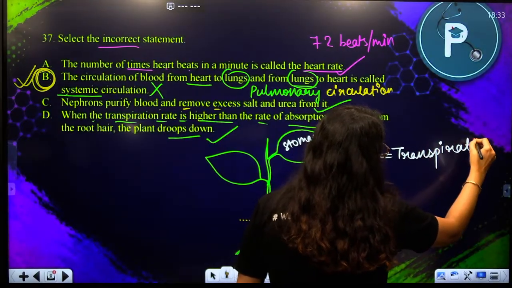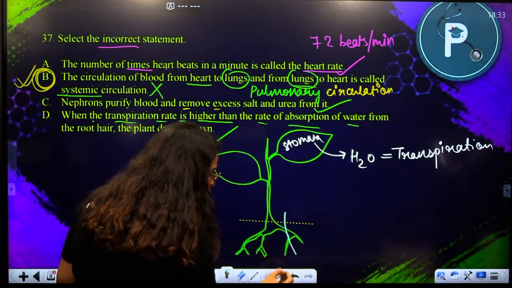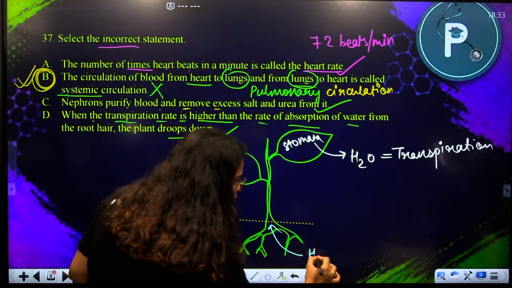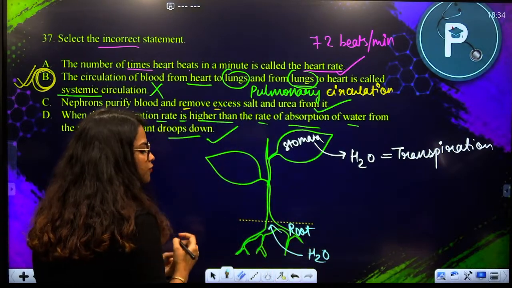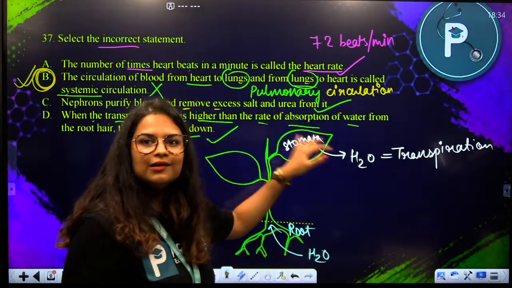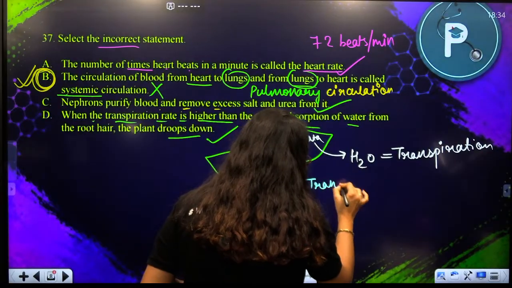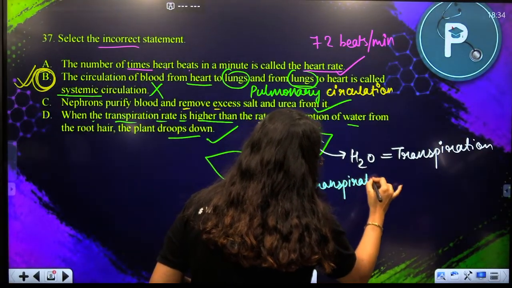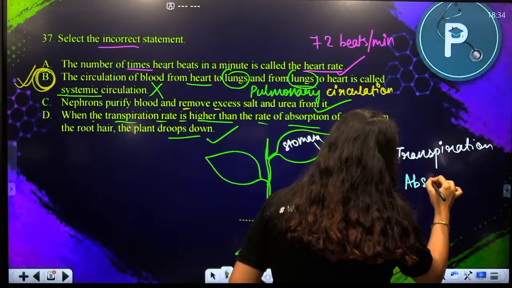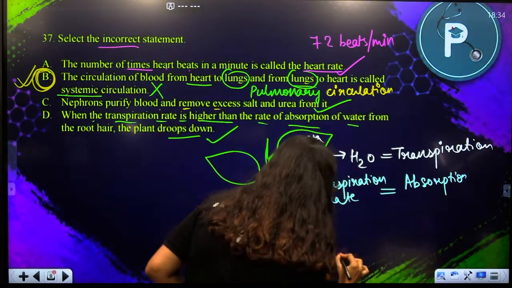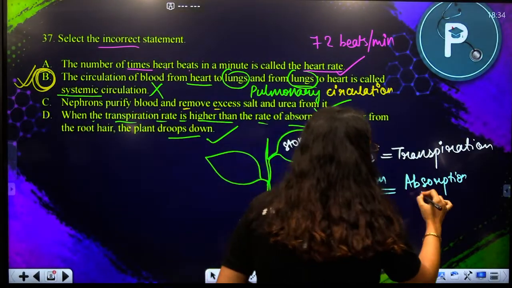They are losing water through the leaf, but they are also absorbing water through the roots. This absorption of water through the root and transpiration is a continuous cycle that keeps on happening. But if the transpiration rate equals the absorption rate of water, so this process is absorption, the absorption rate and transpiration rate are the same.